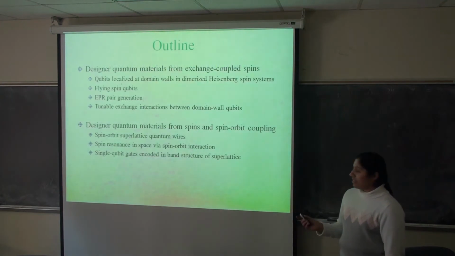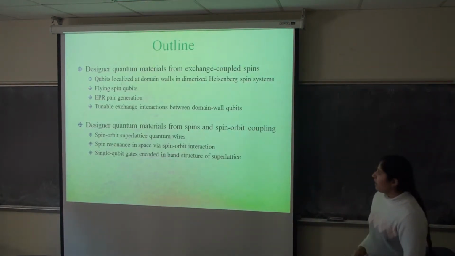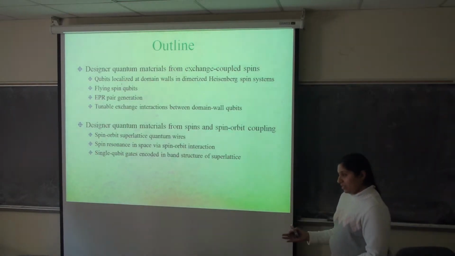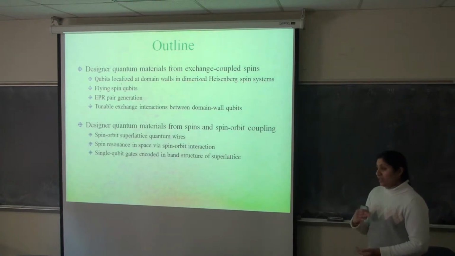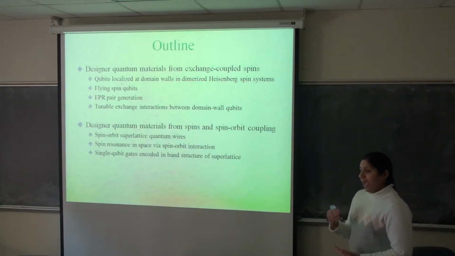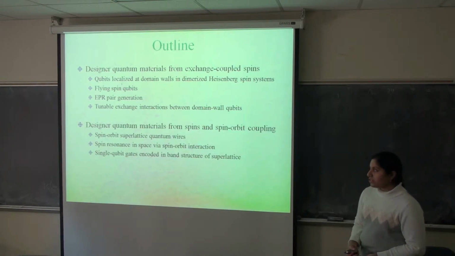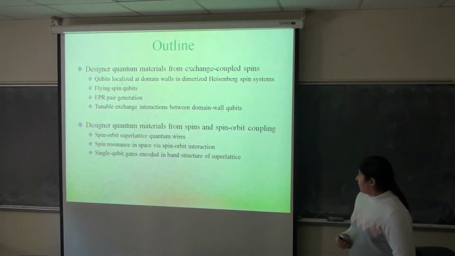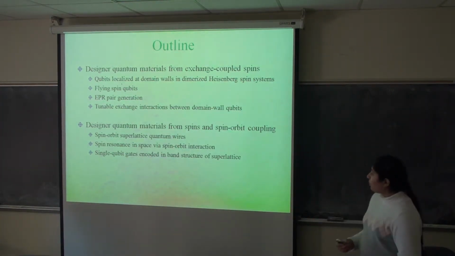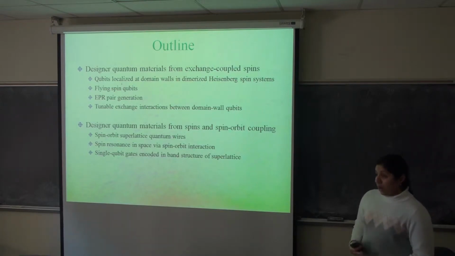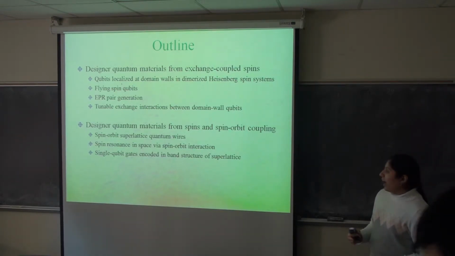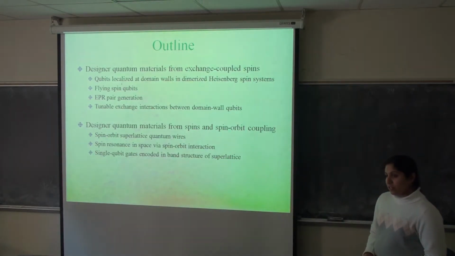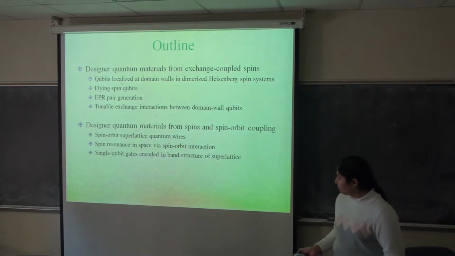So I'll describe two classes of spin-based designer quantum materials. The first one involves exchange-coupled spins. And I'll talk about how domain walls in Heisenberg spin systems can produce localized qubits, and how these qubits can act as flying spin qubits, as well as generate Einstein-Podolsky-Rosen pairs, and how we can tune the interactions between pairs of these qubits. The second class of designer quantum materials involves the spin-orbit interaction, and in this context, I'll describe spin-orbit superlattice quantum wires, and how these systems can be used to carry out spin resonance in space, as well as how we can encode single qubit gates in the band structure of the superlattice.